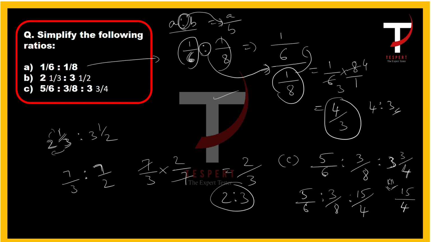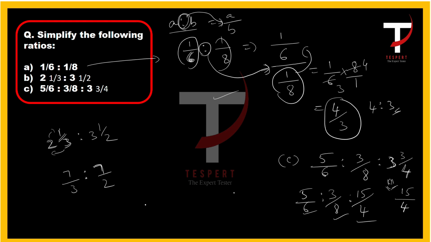Take the LCM of the denominators, the LCM of 6, 8 and 4. What will be the LCM? The LCM is 24, right? So let me erase this. So the LCM of 6, 8 and 4 is 24.